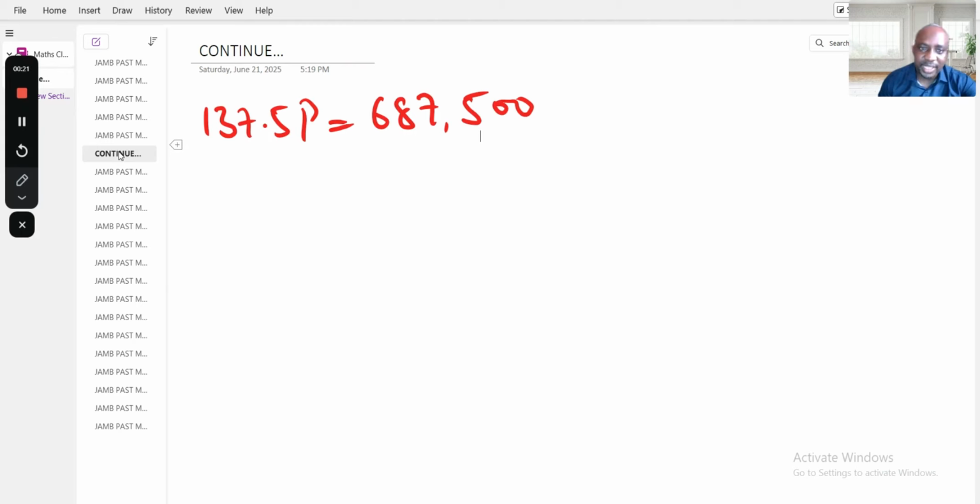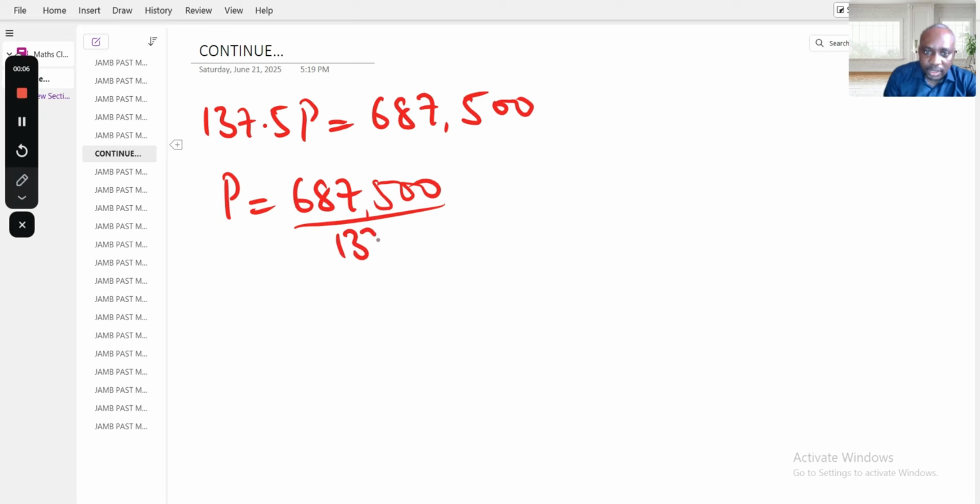Yes, we have 137.5p equals what? 687,500. We will divide both sides by the coefficient of p. Our p will now look like this: 687,500 divided by 137.5. What is it going to give us? By the time we press our calculator, 687,500 divided by 137.5 is going to give us what?